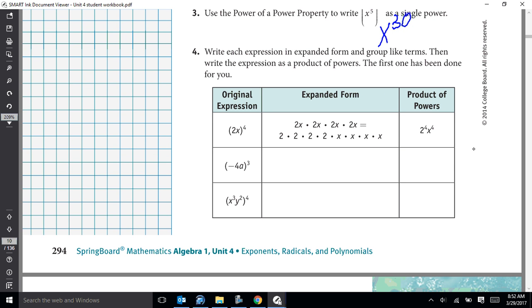All right, so now we're going to look at the next property. Write each expression in expanded form, group like terms, then write the expression as a product of powers. So here we have 2 to the x, to the 4th. So we have 2 to the x how many times? 4. So we have 2 to the x times 2 to the x times 2 to the x times 2 to the x. And this next step, what's going on?